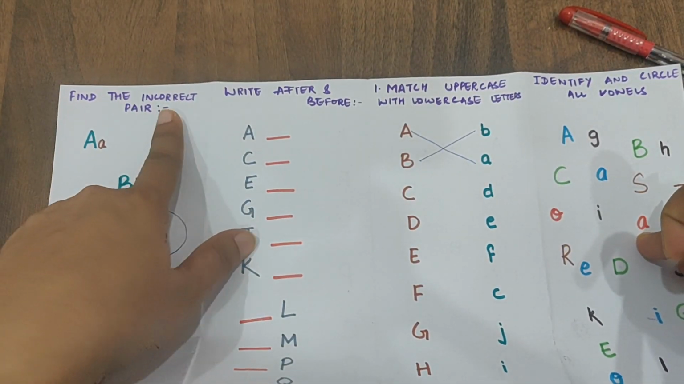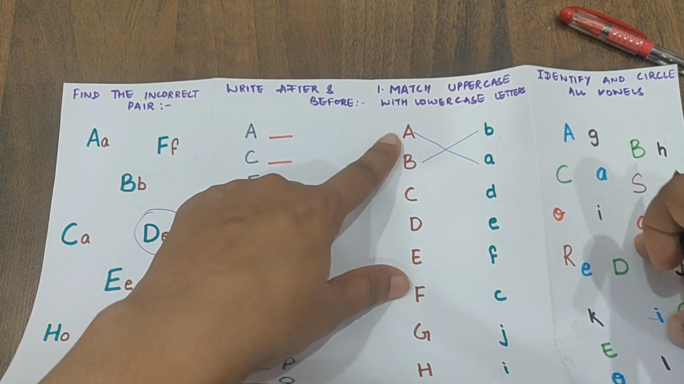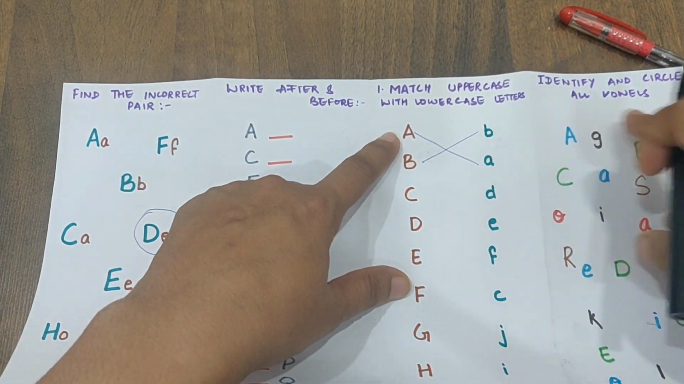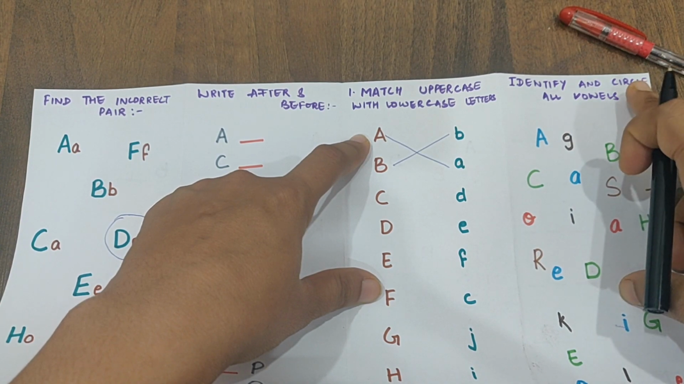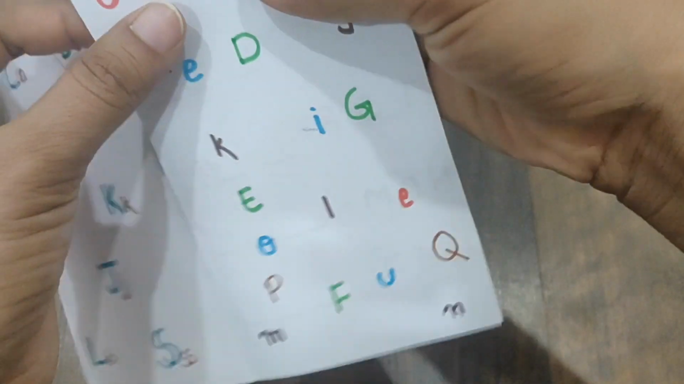That is: find the incorrect pair, write after and before, match uppercase with lowercase letters, and identify. And sorry, this one I have missed out. I'll just quickly let you know the same.